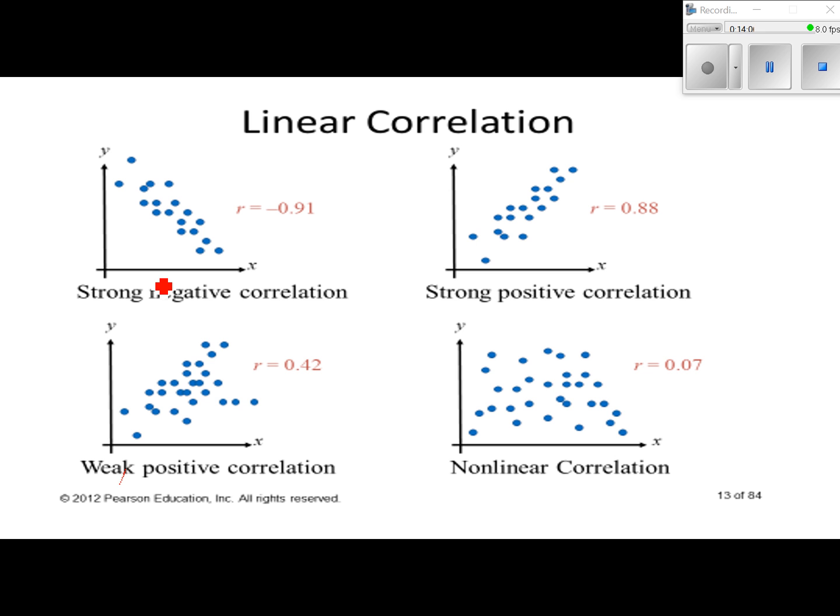So this is just an example. Strong negative would be something like -0.91. That's a strong negative correlation. Strong positive correlation, 0.88. A weak positive correlation, you can see these points, how they're all scattered out here, all over the place. 0.42, that's a pretty weak correlation. And then when you get real close to 0, like your R is 0.07, then there's really no correlation.